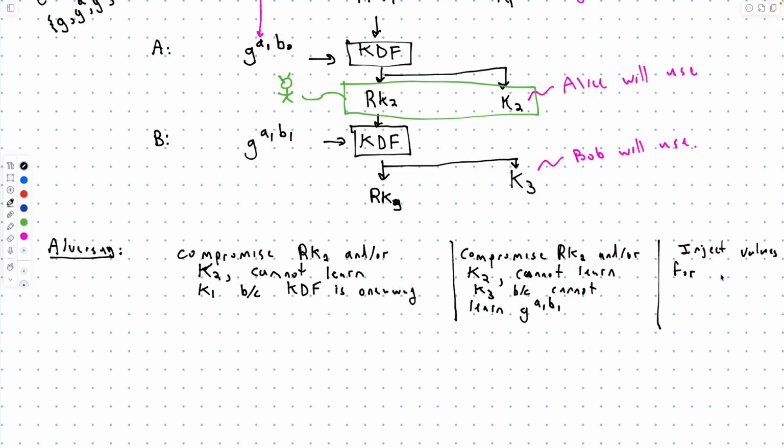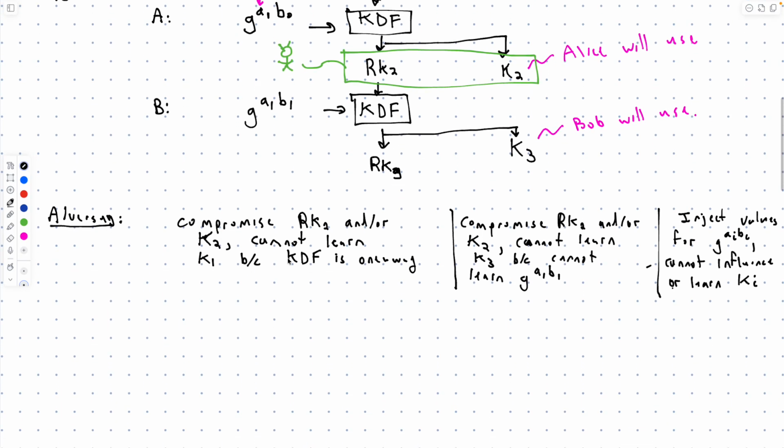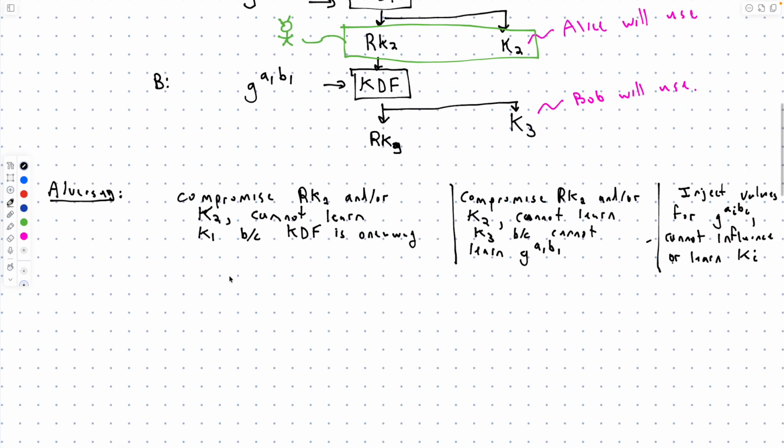Okay, so back here, if I can inject values for g^a, I'll just put AI, BI, it doesn't really matter what stage, I cannot influence or learn any of the Ks that go along with it. The idea that if I compromise, I can't rewind in time and decrypt past information, we call forward secrecy. So we've seen that concept before.